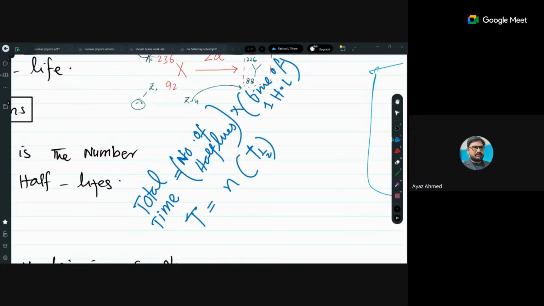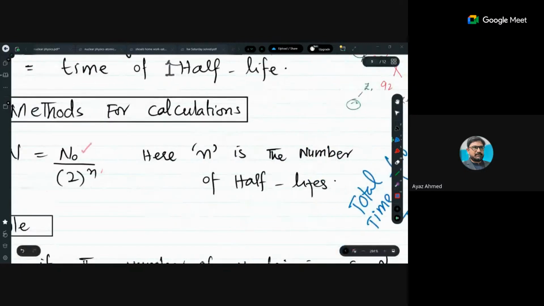So here I told you that the one half life is 2 hours. What is one half life time? 2 hours. तो अगर आपके पास the sample is observed after 10 hours, so in 10 hours how many half lives would have taken place? 5 half lives will have taken place. So this is that game by which you can calculate the time taken.